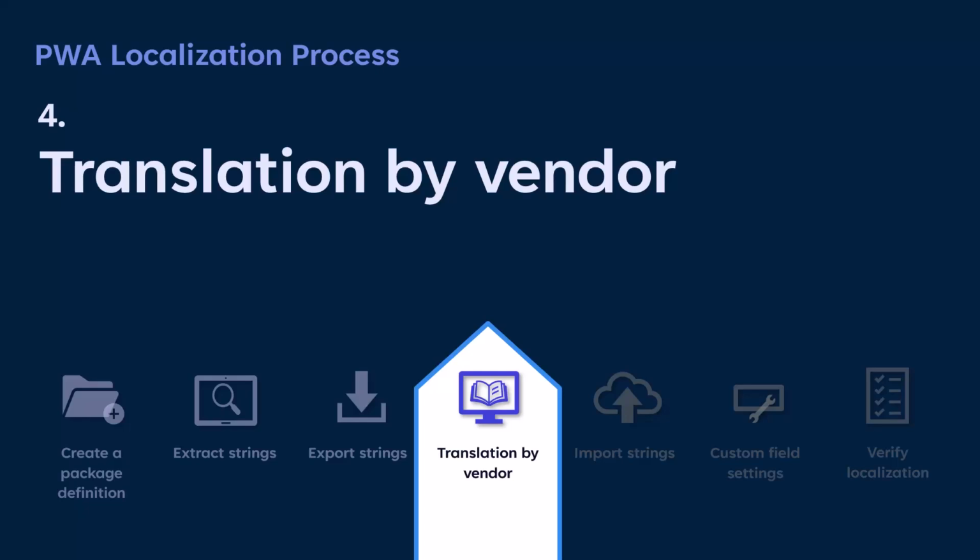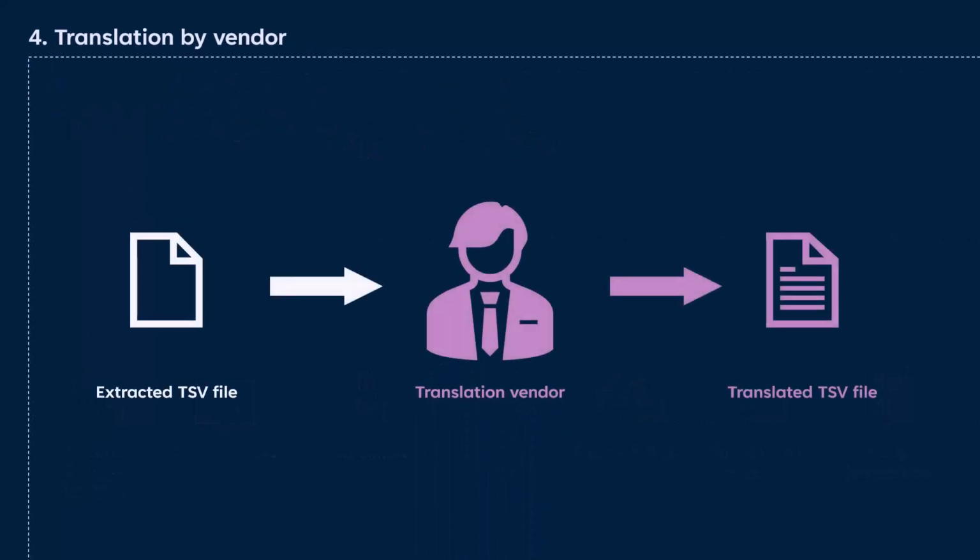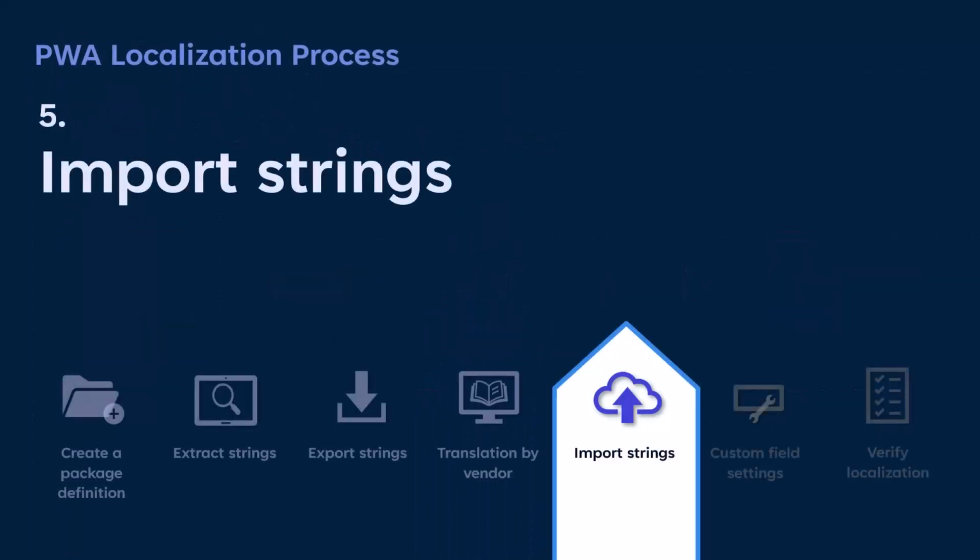Now, let's get those strings off to your translation vendor. Send the extracted file to your translation vendor to get the translated strings. After the vendor completes the translation, we must import the strings. However, you must sort the TSV file before the import to make sure it's in the correct order.